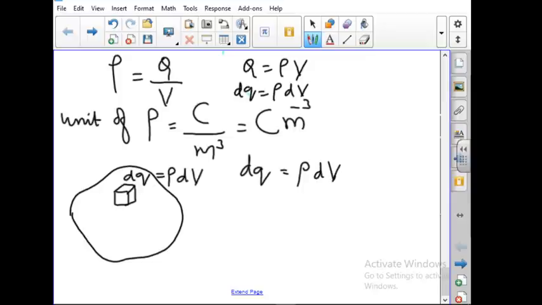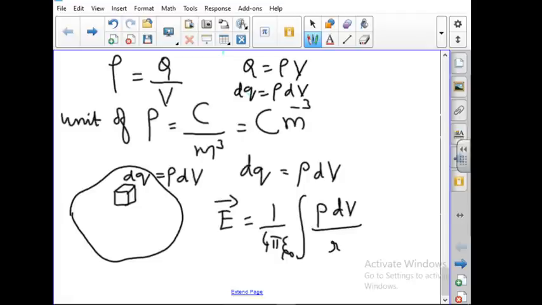So what is the electric field due to this total volume, which consists of Q amount of charge? It can be written as E vector is equal to 1 by 4 pi epsilon naught integral rho dV by r squared into r cap. What is the value of rho into dV? It is dq.